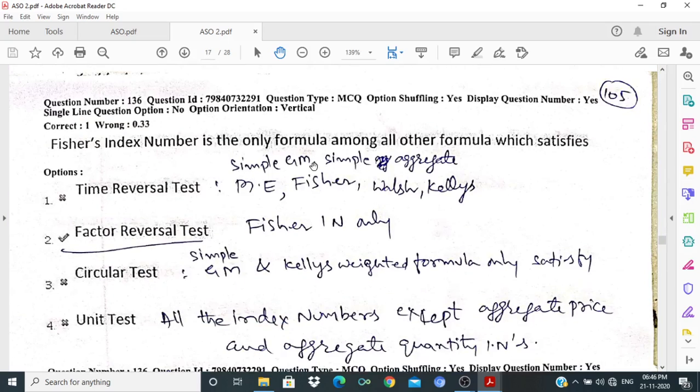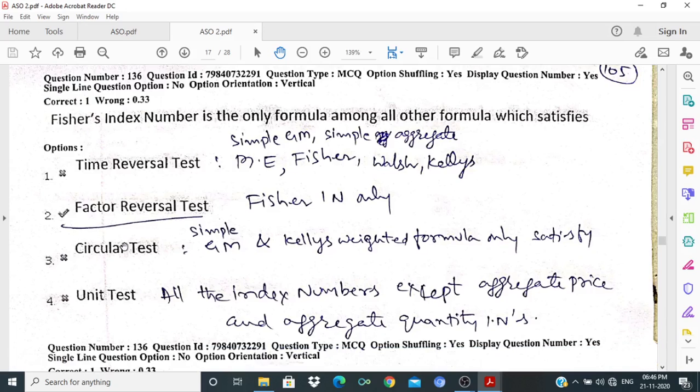Fisher's index number is the only formula among all other formulas which satisfies the factor reversal test. Time reversal test is satisfied by simple geometric mean, simple aggregate method, Marshall-Edgeworth, Fisher, Walsh, Kelly's. All these index numbers satisfy time reversal. But factor reversal test is satisfied by Fisher index number only.